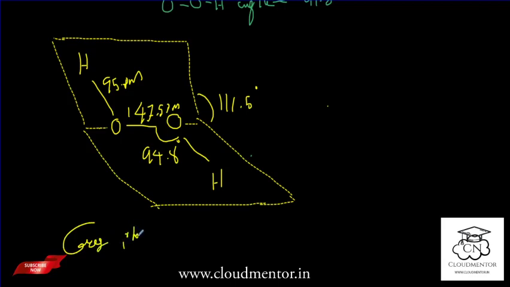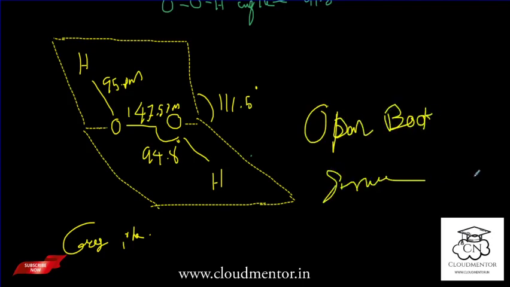Gas phase will be like this, and in the solid phase there are some changes: this angle will be 90.2, this angle will be equal to 101.9 degrees, this bond length will be 145.8, and here this bond length will be 98.8. And that was the structure of H2O2. This is the open book structure of H2O2. And now let's move to the next topic, that is hydrides.